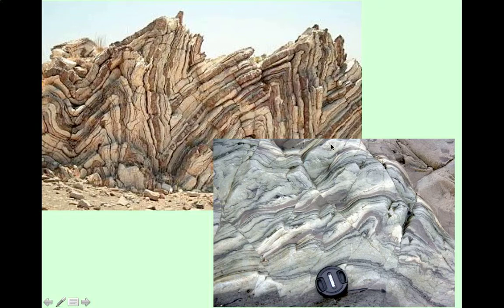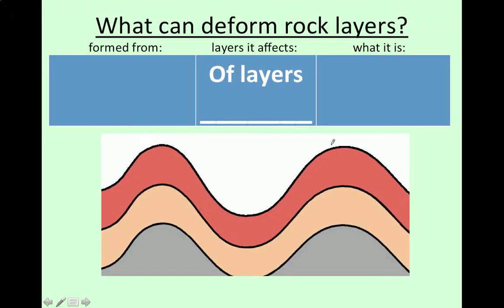So at the very bottom, we have this chart. We want to fill it in. This is called folding. And folding, what does it form from? It forms from something called compression. And compression would happen when the Earth is moving towards each other. So of course we would say that that could be a convergent boundary.